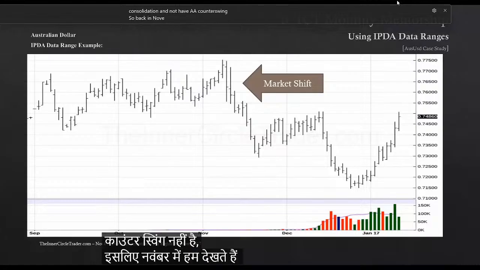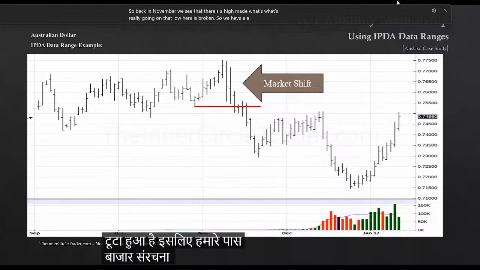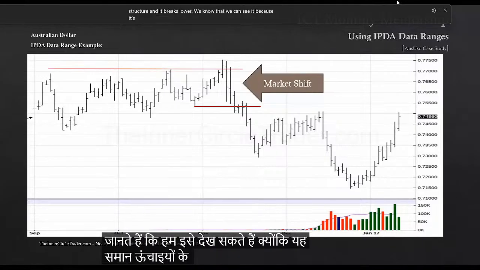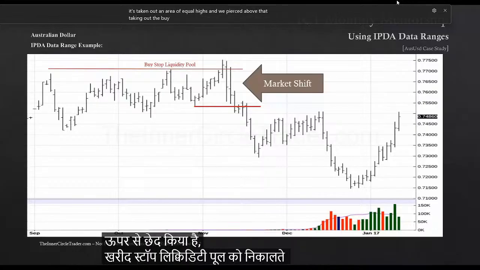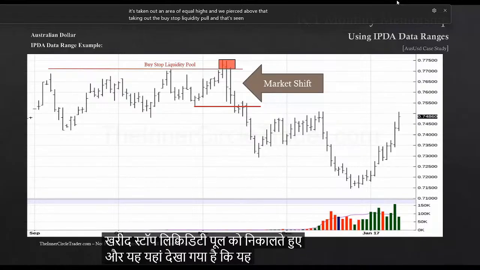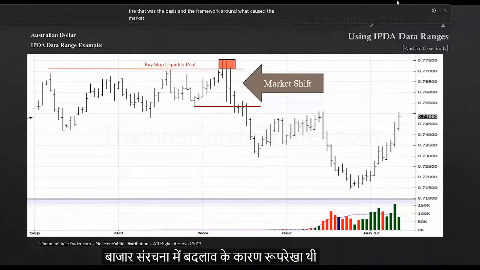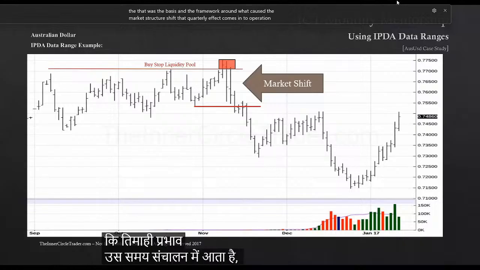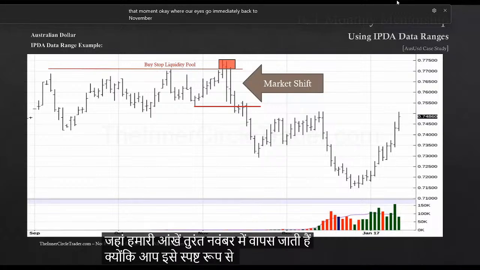So back in November, we see that there's a high made. What's really going on? That low here is broken, so we have a shift in market structure and it breaks lower. We can see it because it's taken out an area of equal highs, and we pierced above that, taking out the buy stop liquidity pool, and that's seen here. That was the basis and the framework around what caused the market structure shift. That quarterly effect comes into operation at that moment, where our eyes go immediately back to November because you can clearly see it.